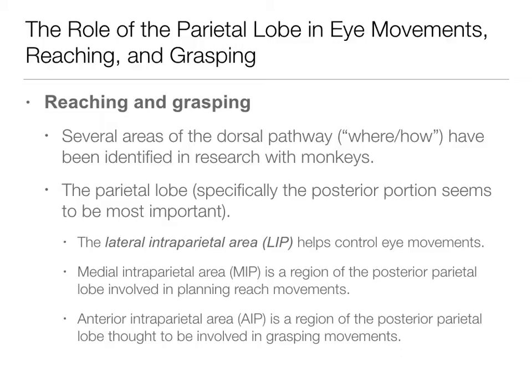So not only do we have the information about motion going in that dorsal pathway, but we also have that information about action going on. And that ventral pathway is going to have the information that's related to the objects that we're acting on.